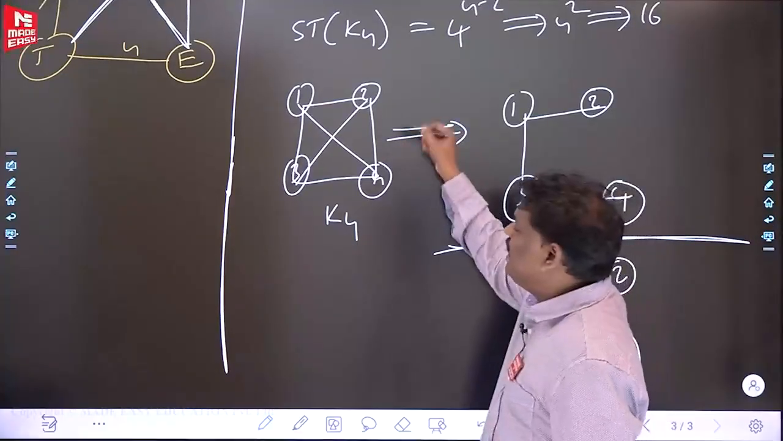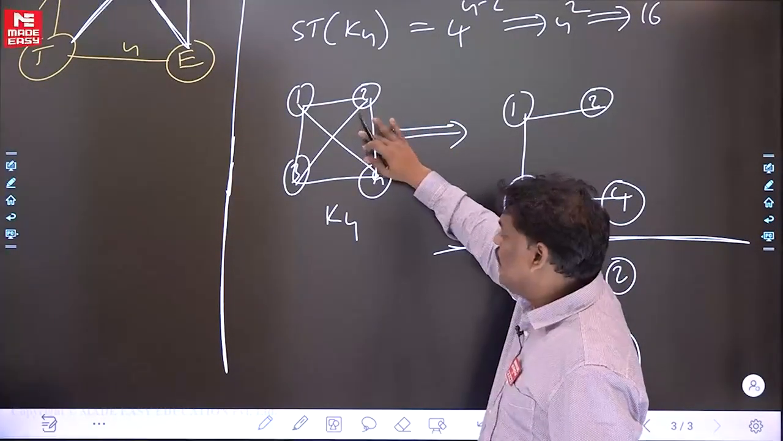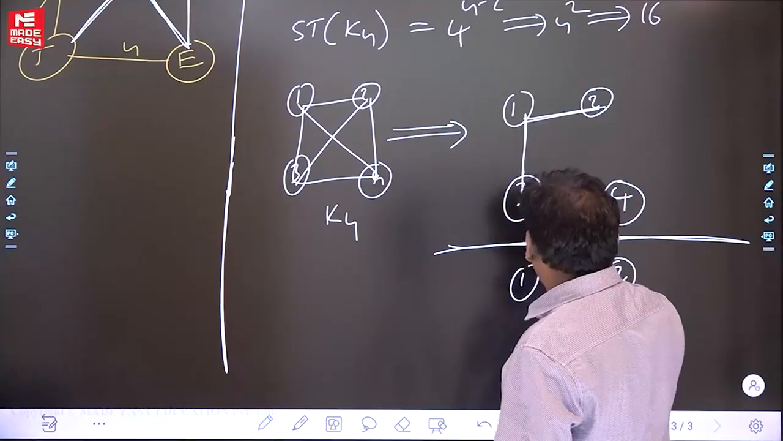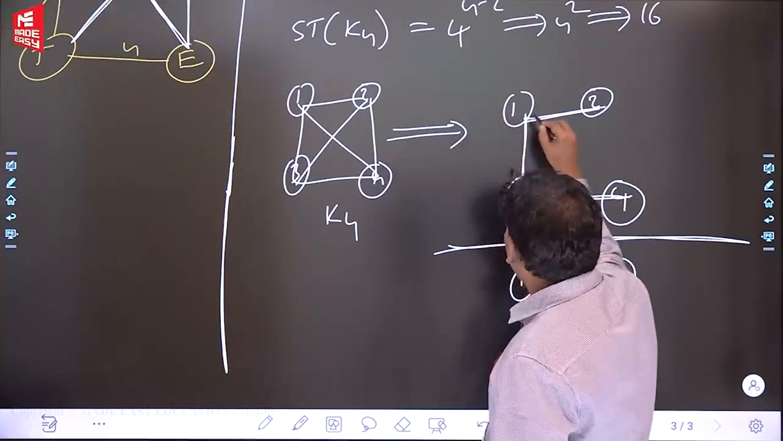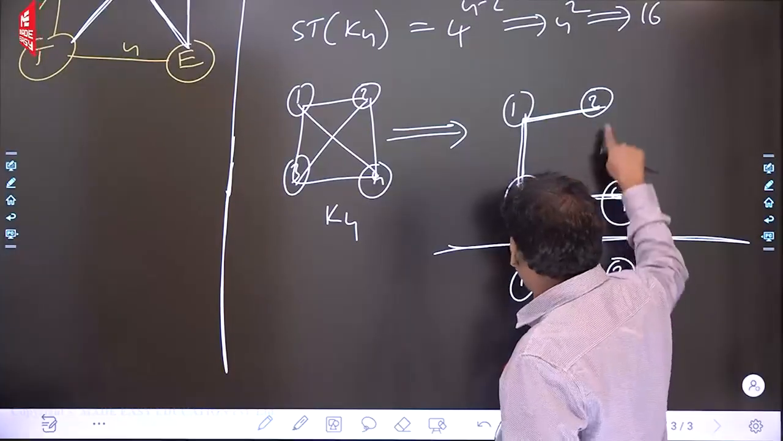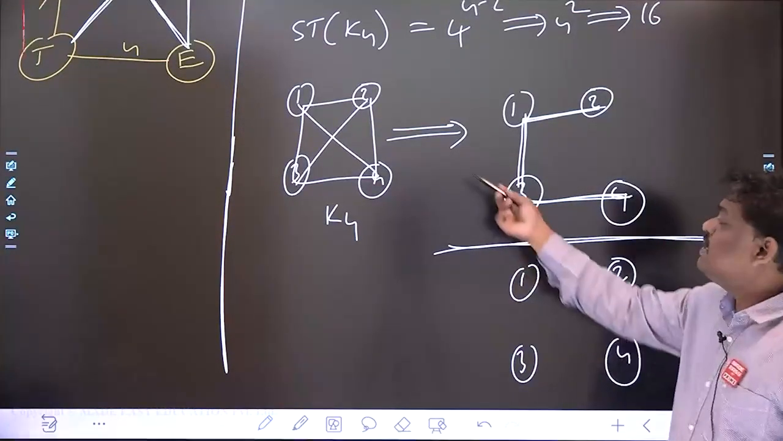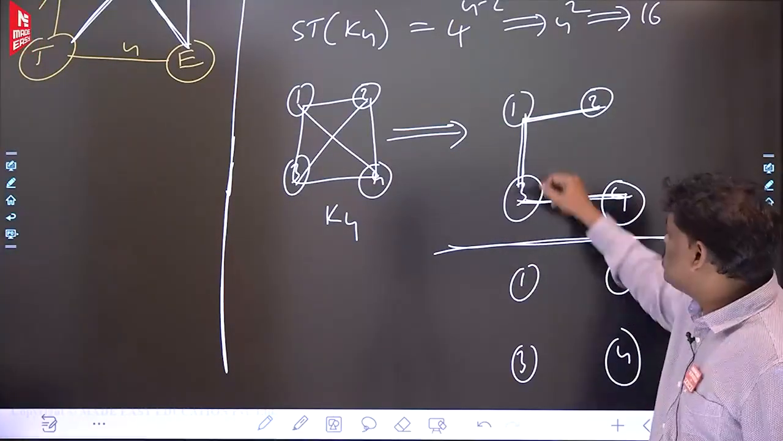In the given graph, how many edges? 6 edges are there. I have drawn one spanning tree. In this spanning tree, out of those 6 edges, 3 edges I already used. I don't want to use these edges. I want to use the remaining edges. Totally 6 edges, out of those I took 3 edges.